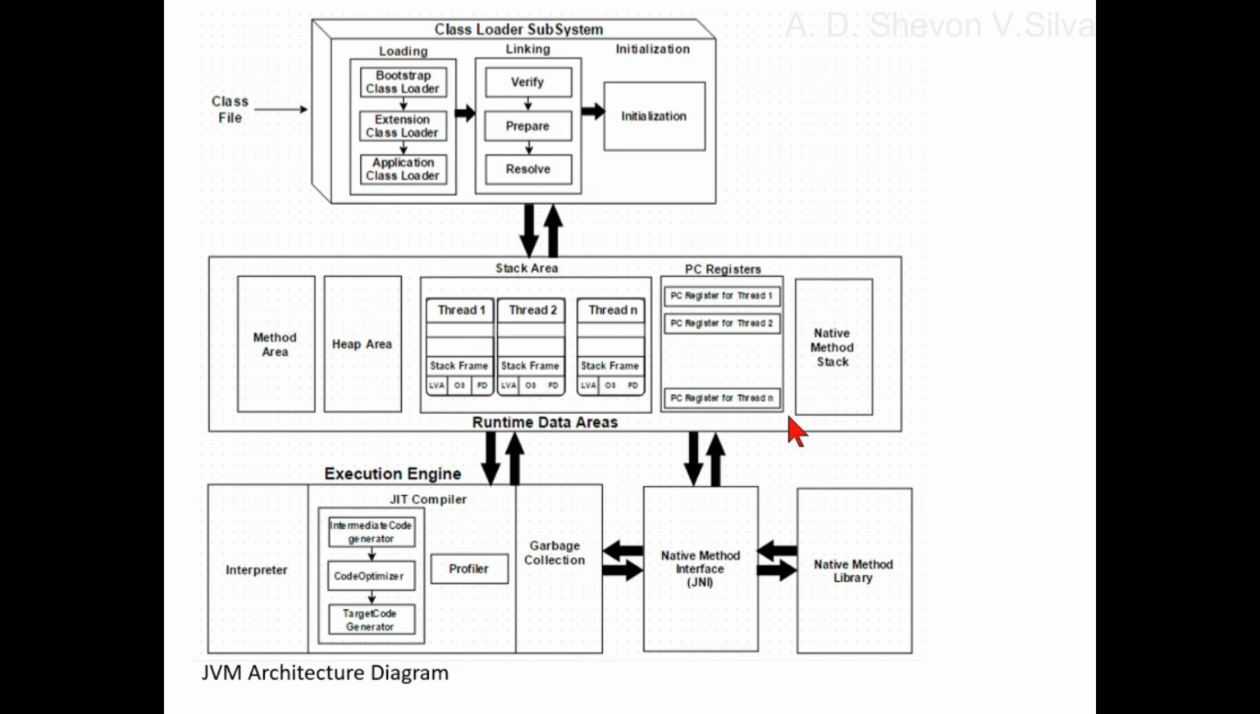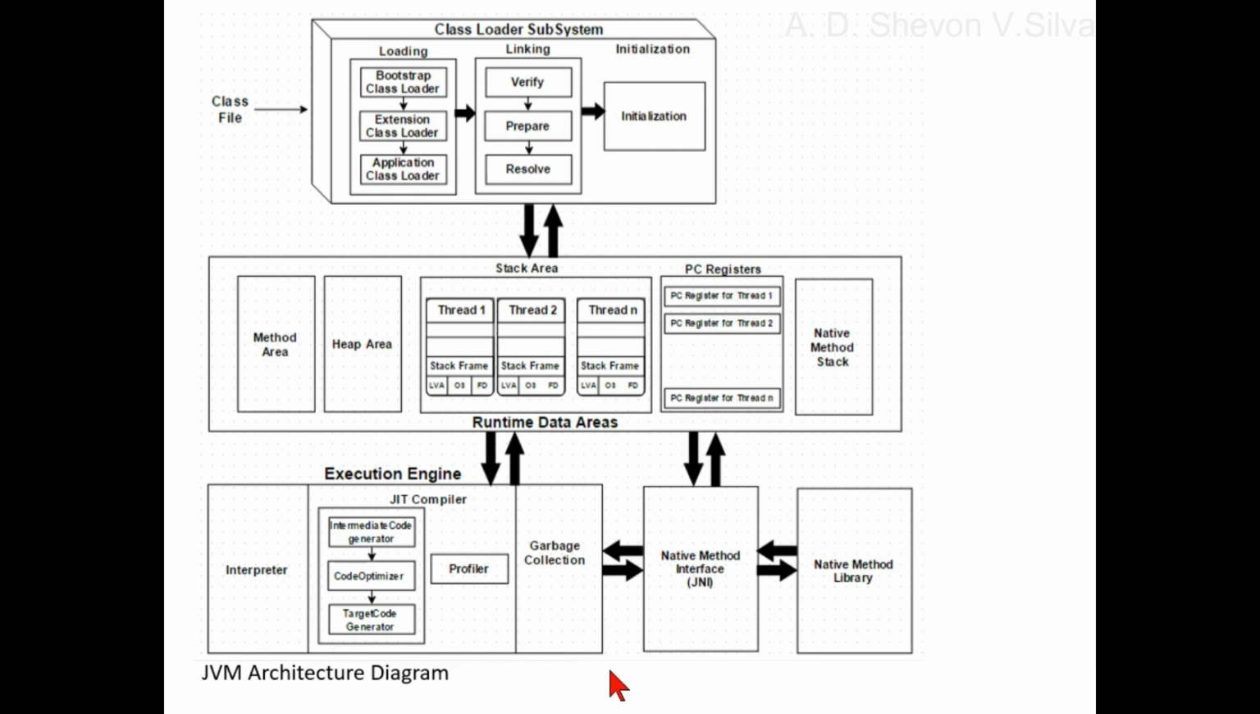PC registers. Each thread will have a separate PC register to hold the address of the current execution instruction. Once the instruction is executed, the PC register will be updated with the next instruction. Native method stacks. Native method stack holds native method information. For every thread, a separate native method stack will be created.